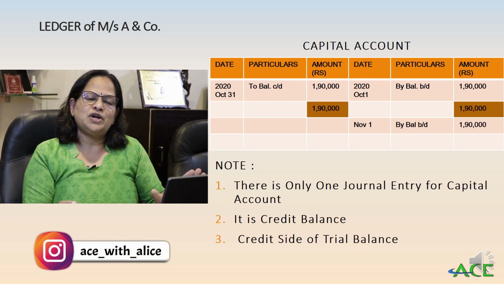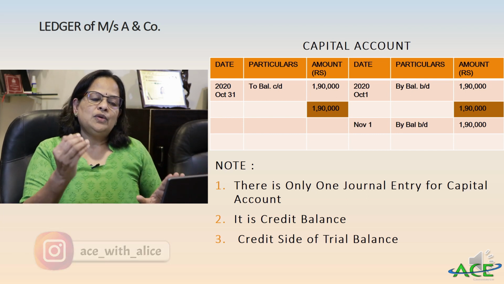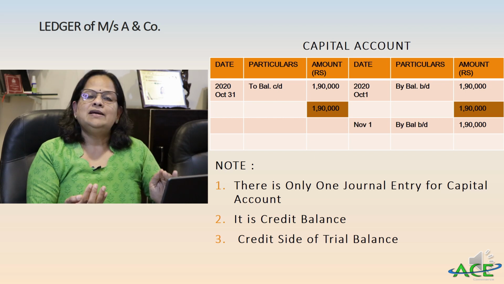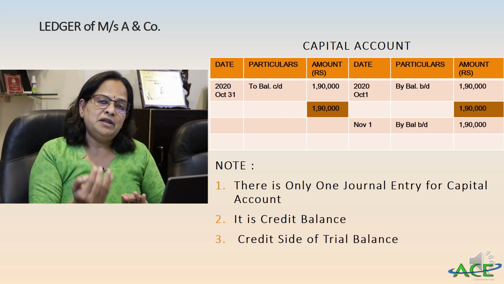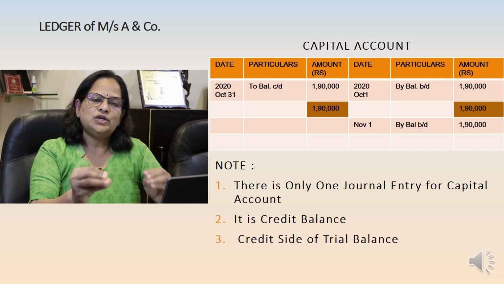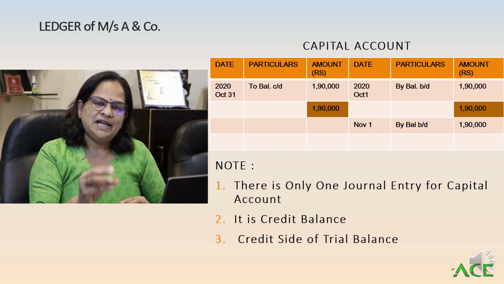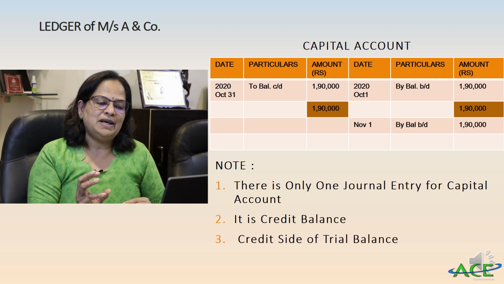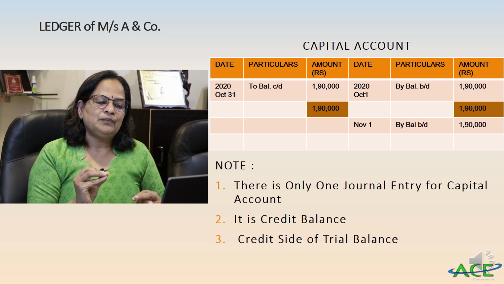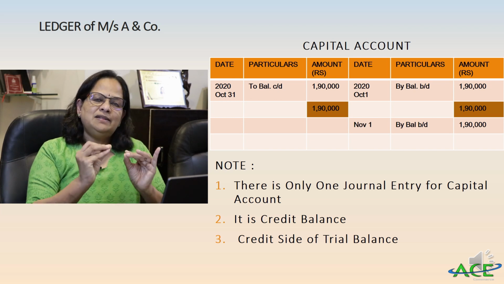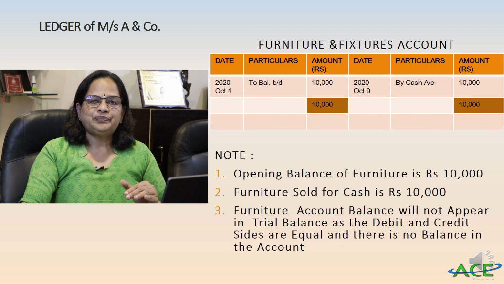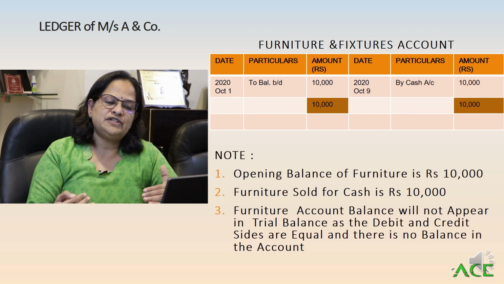There is no corresponding entry on the debit side. We have to remember that capital has only a credit balance. If there is any debit balance, we reduce it and take only the balance. Whichever side has the higher value, that will be the balance. Here only the credit side has an entry, 1,90,000, so that will be the credit balance, and we will write it on the credit side of the trial balance.